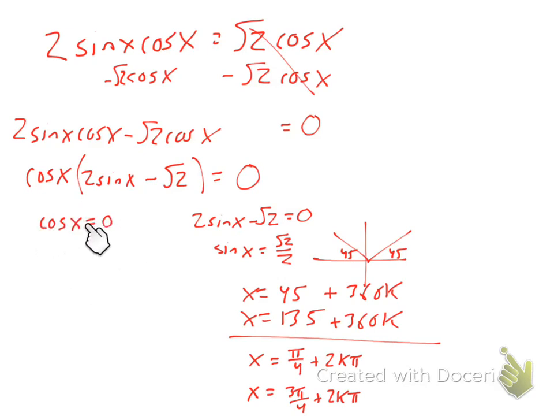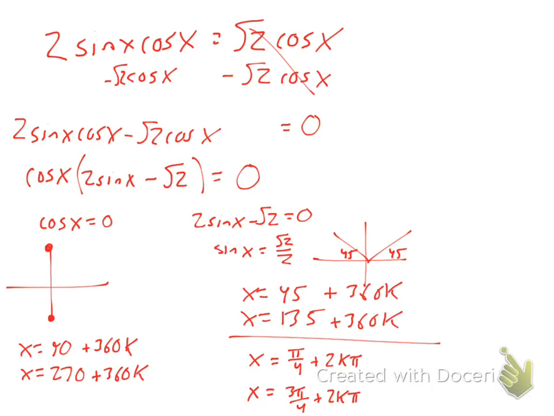Take your unit circle out. Where are they? Where would cosine equal 0? 90 up here and 270. So x equals 90. x equals 270 plus what? 360k.